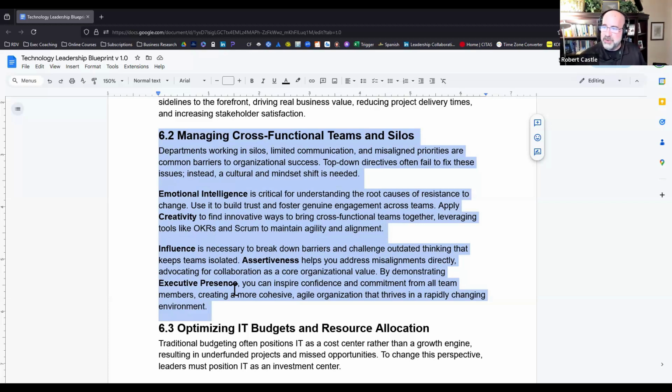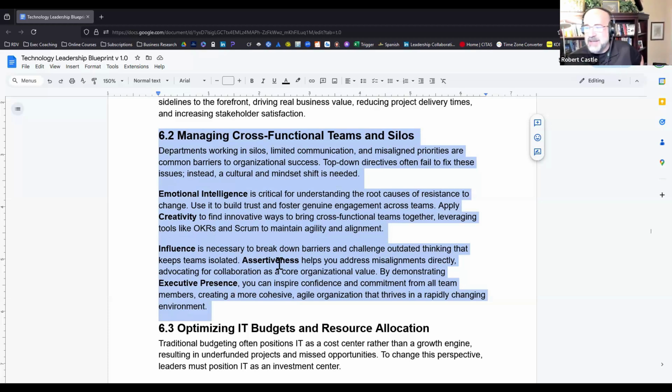Emotional intelligence is crucial for understanding the root cause of resistance to change. Use it to build trust and foster genuine engagement across teams, applying creativity to find innovative ways to bring cross-functional teams together, leveraging tools like OKRs and Scrum to manage agility and alignment.